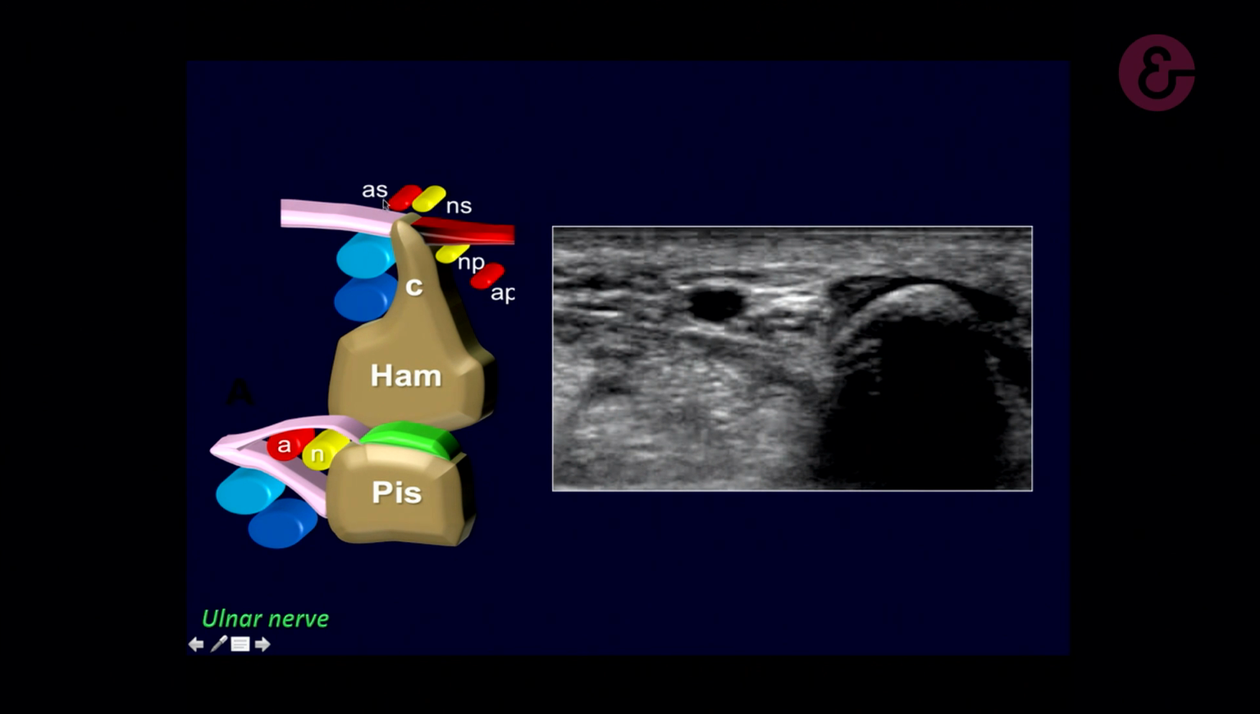You can have one superficial artery, the superficial branch or branches, and this is the deep, which runs just under the muscle flexor digiti minimi at the level of the medial aspect of the hook. That's why it can be injured by fracture of the hook together with the small artery.